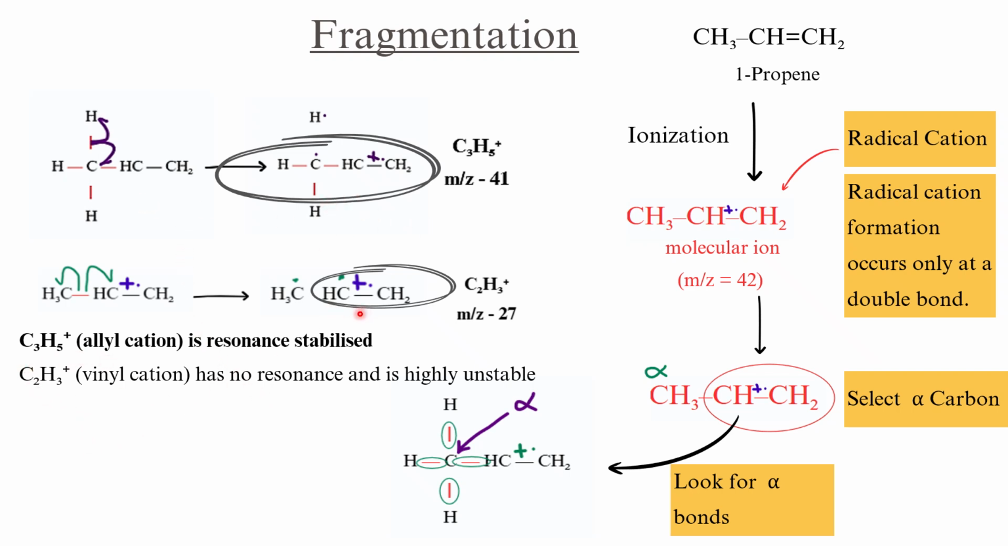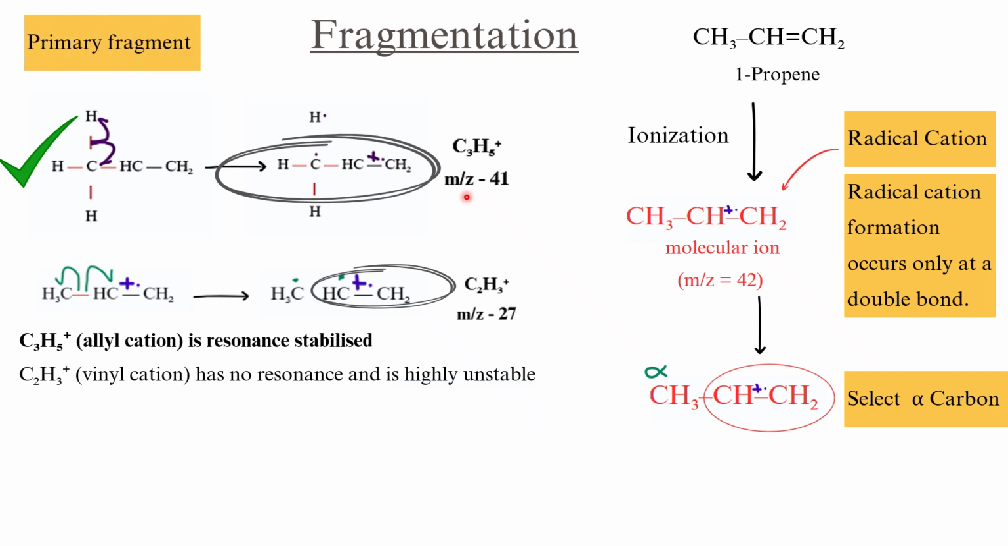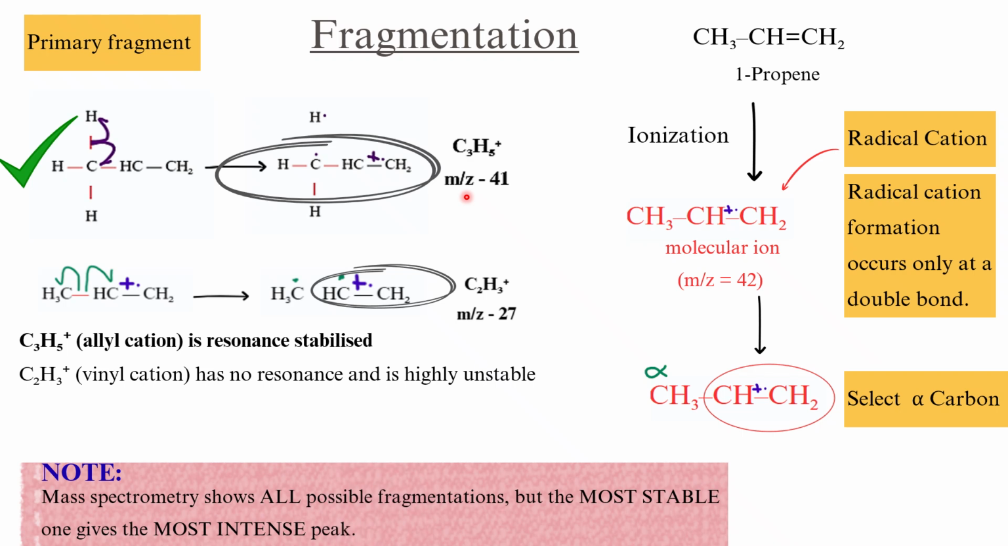And this one I will call what? Vinyl cation. So in case of allyl cation, there is always resonance that happens because we know the structure of allyl and we know how the resonance happens. This means allyl cations are always more stable than the vinyl cation. Hence, we will consider this as our primary fragment, and I will call it what? Primary fragment or the base peak.